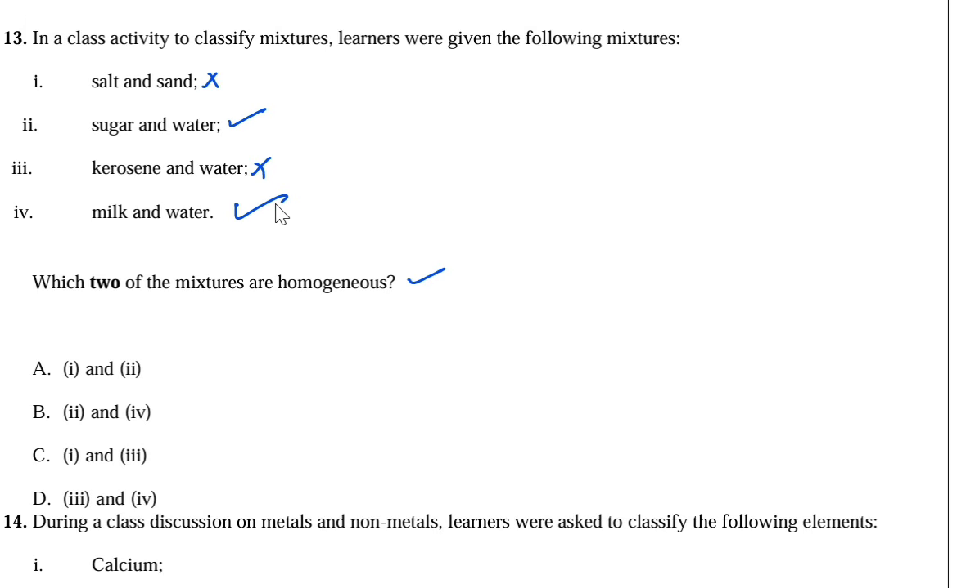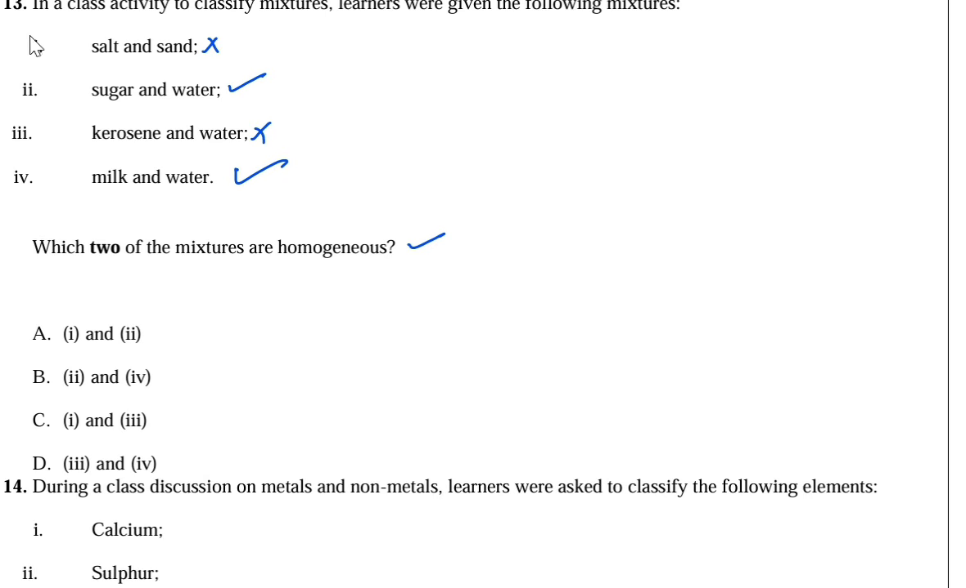And therefore, the correct option is Roman 2 and Roman 4, which is B. The correct option is B, Roman 2 and Roman 4.